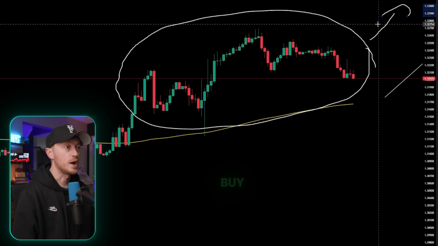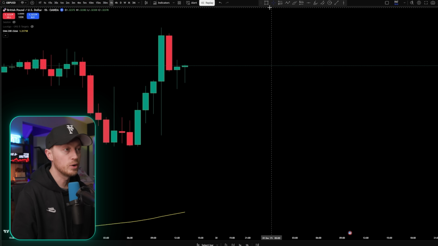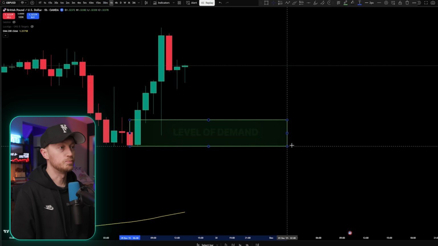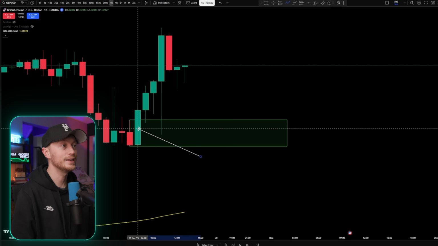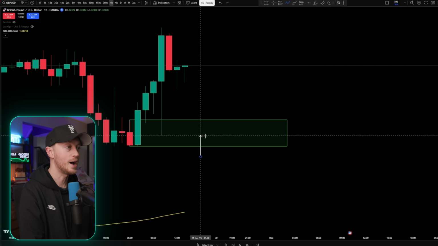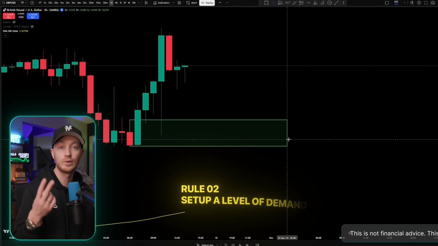Now I need to find an entry. So what kind of entry do I like? I like a demand zone entry, right? You could see right there, we created a level of demand. Price pushed up aggressively, telling us the smart money likes to buy from this level. So I want to buy from that level too. So rule 2, set up a level of demand.